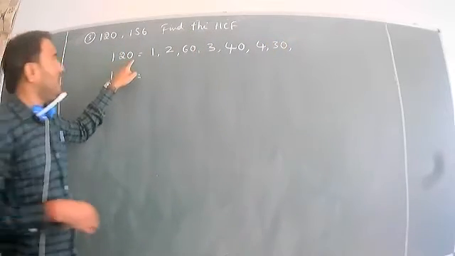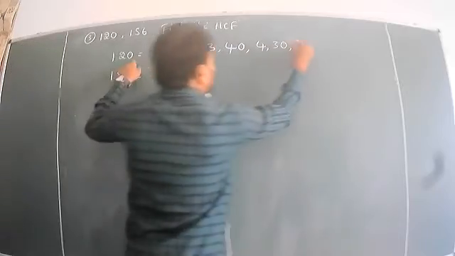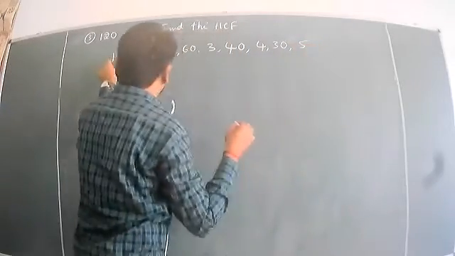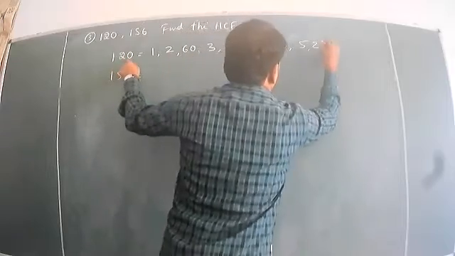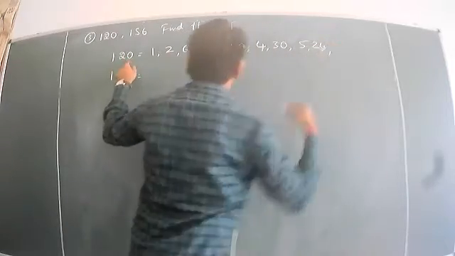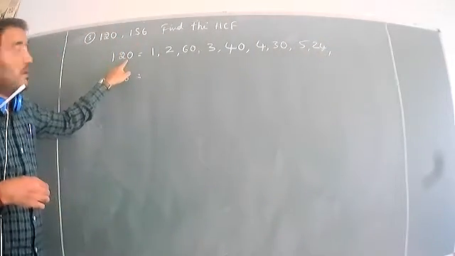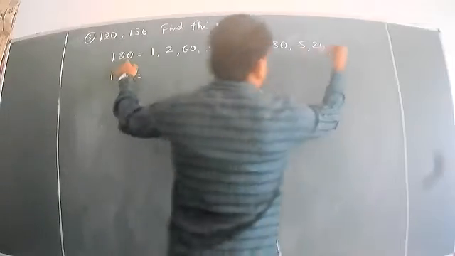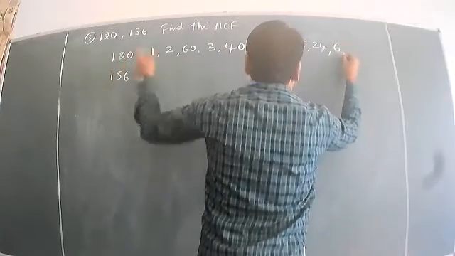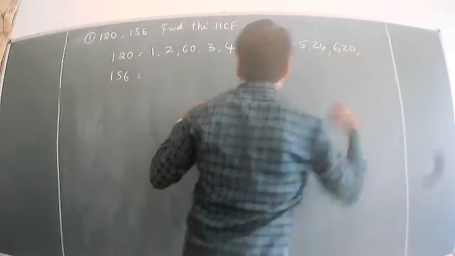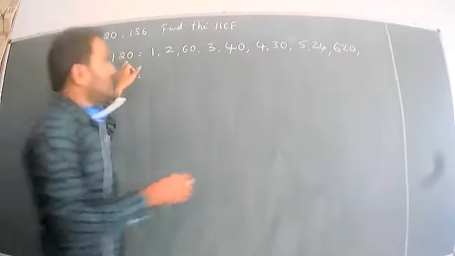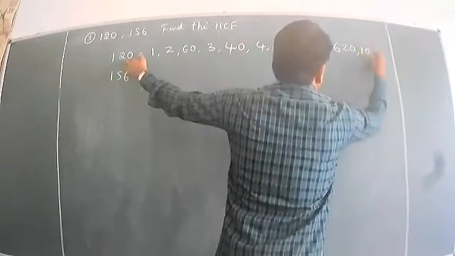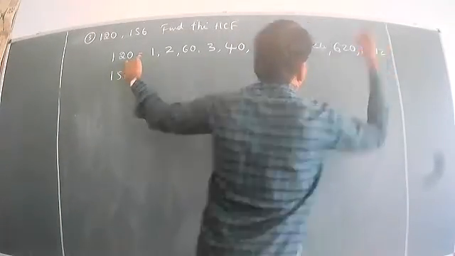Next 5 can be divided. 5 times 24 is 120. Next 6 can be divided. Yes, 6 times 20 is 120. Next 10 can be divided. Yes, 10 times 12.